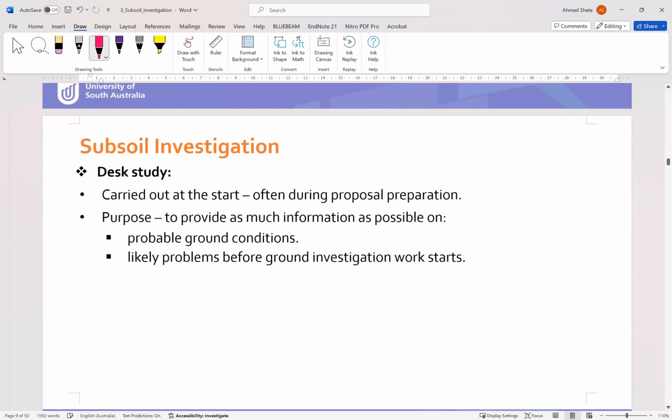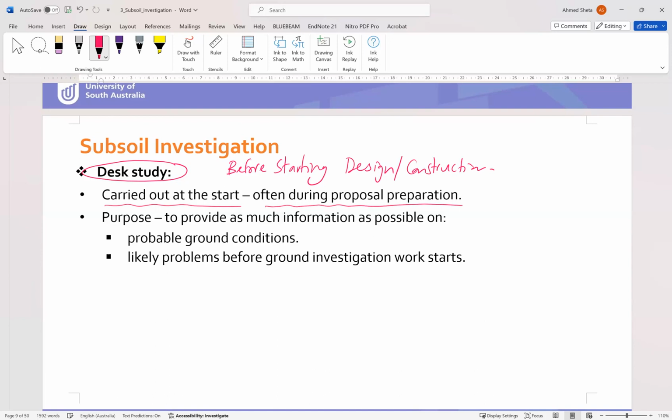The first stage is the desk study stage. This will be carried out at the start of the project or the start of the subsoil investigation, and before starting the design process or construction process, often during the proposal preparation of the project. The purpose of this stage is to provide as much information as possible on probable ground conditions and likely problems before ground investigation work starts.